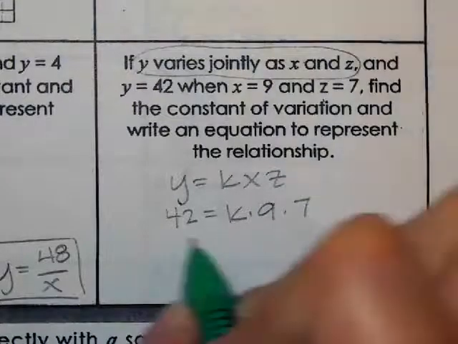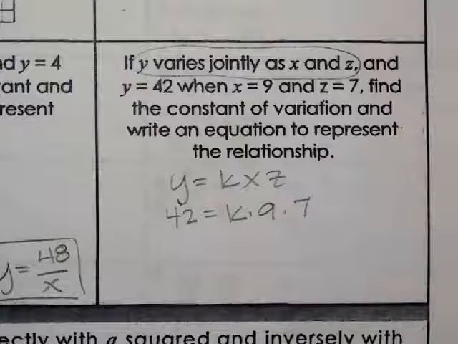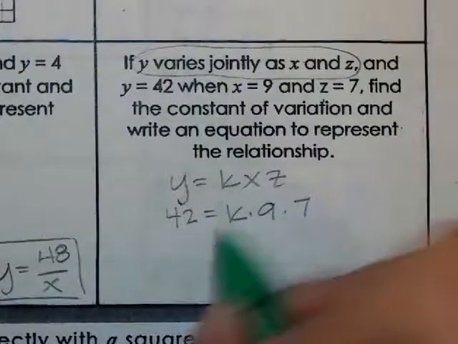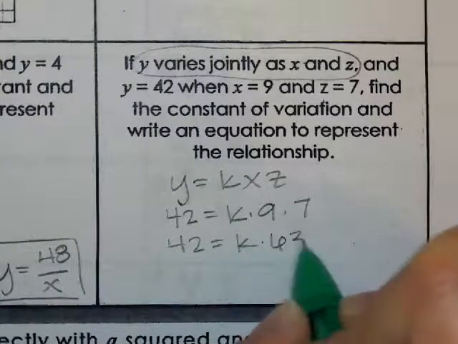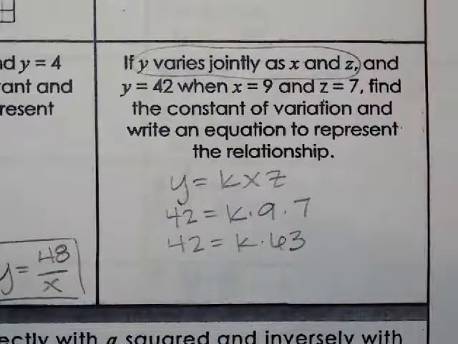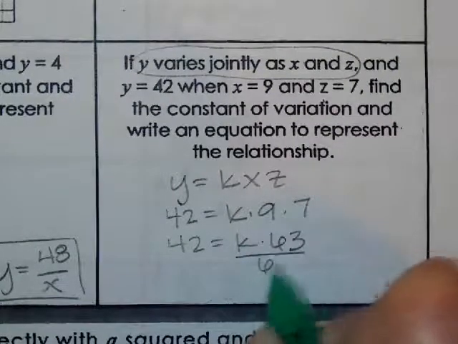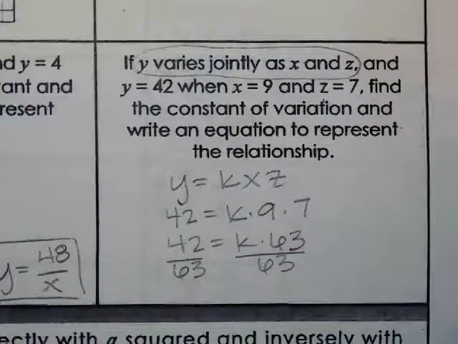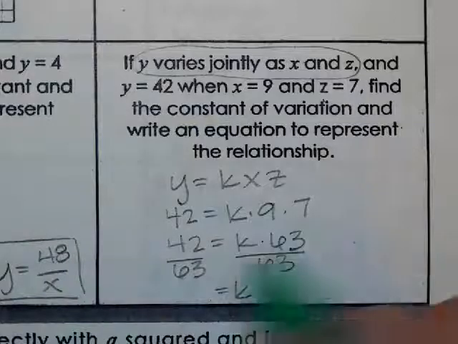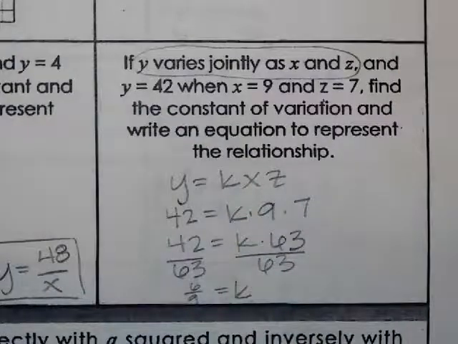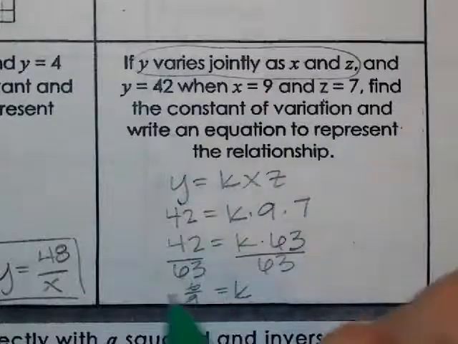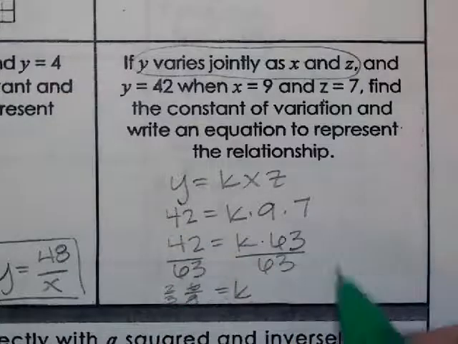So we have 42 equals k times 63. All right, and then what do we do? Can you reduce 42 over 63? So they both divide by 7. And then 6 over 9 reduces again, right? Okay. So we have y equals 2/3 xz.